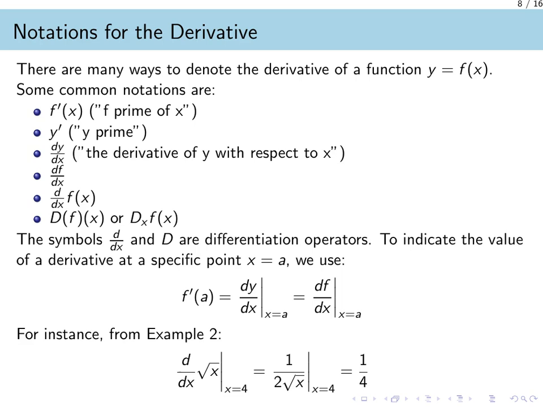To indicate the value at a specific point, we can write f prime of a, or use a vertical bar to show where we are evaluating the derivative. For example, the derivative of the square root of x, evaluated at x equals 4, is 1/4. The main thing to remember is that all these symbols mean the same thing: the instantaneous rate of change.